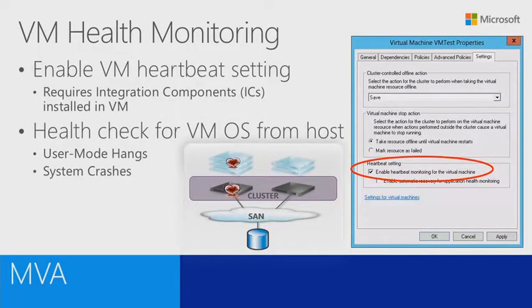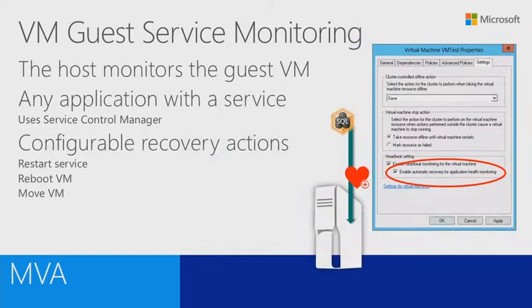Now, we wanted to also make sure that we can monitor the VM itself. So we're not just looking at the physical server crashing. We want to check the health of this virtual machine. And so there's a setting available called the heartbeat monitoring of a virtual machine. This basically pings the VM, it says, are you healthy? And it checks that the virtual machine is responding. So if there's a user mode hang, a blue screen, we can detect it, we can restart that VM.